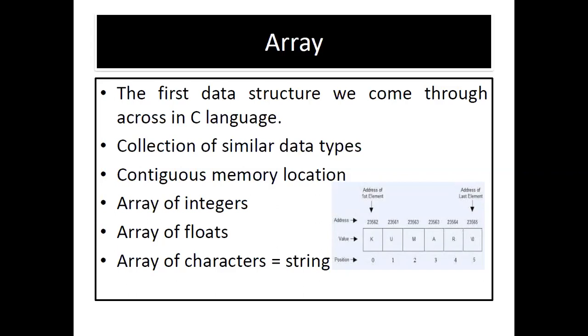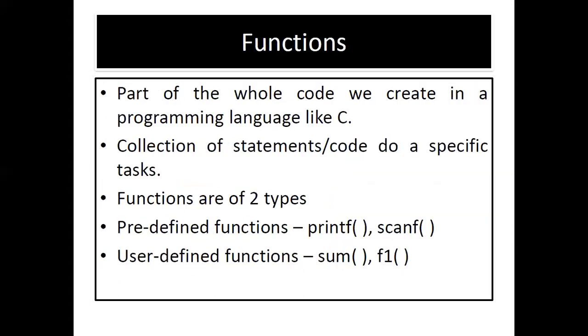And as we have already mentioned, they are in a contiguous memory location. So you can see that in case of character, it will be taking 1 byte, and in case of integer and float, it will be taking 4 bytes in a continuous memory location.